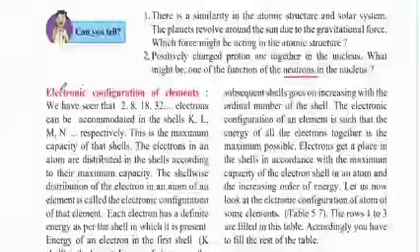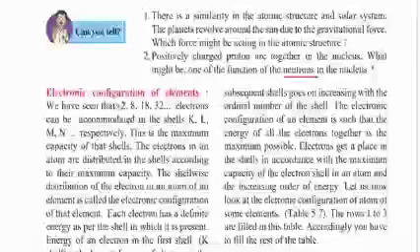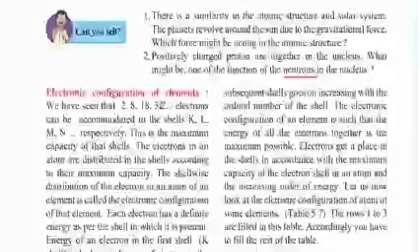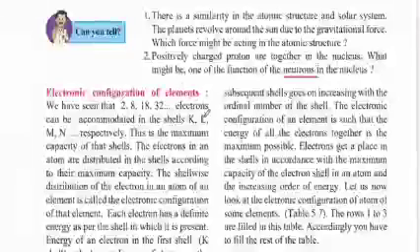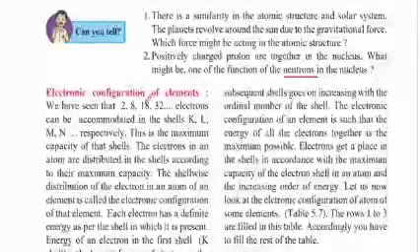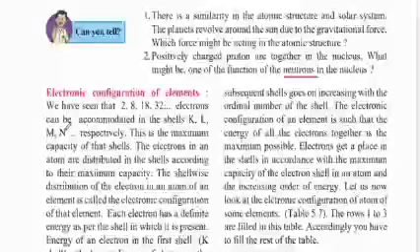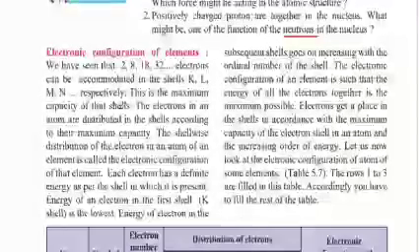Now let us study about the electronic configuration of elements. We have seen that 2, 8, 18, 32, etc. electrons can be accommodated in the shells K, L, M, N, etc. respectively. So the K shell would have a maximum of 2 electrons, L shell would have a maximum of 8 electrons, M shell would have a maximum of 18 electrons, N shell would have a maximum of 32 electrons, and so on. This is the maximum capacity of those shells.